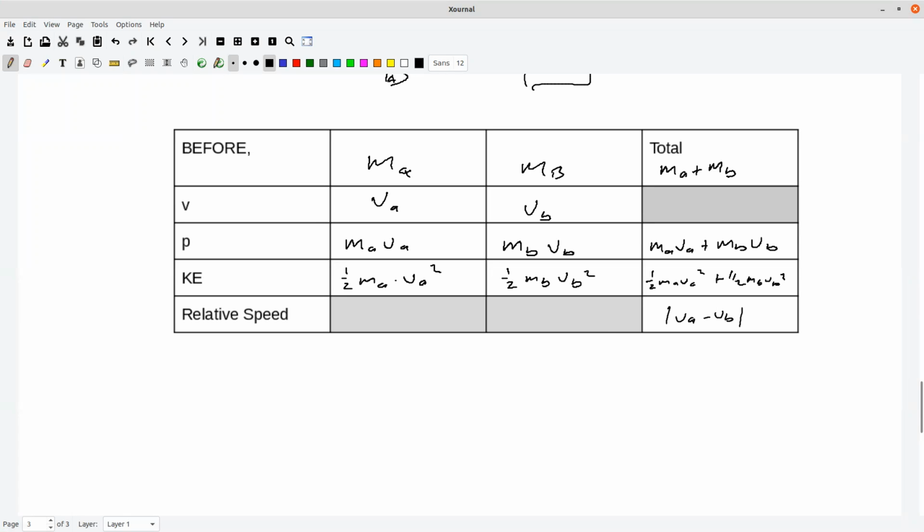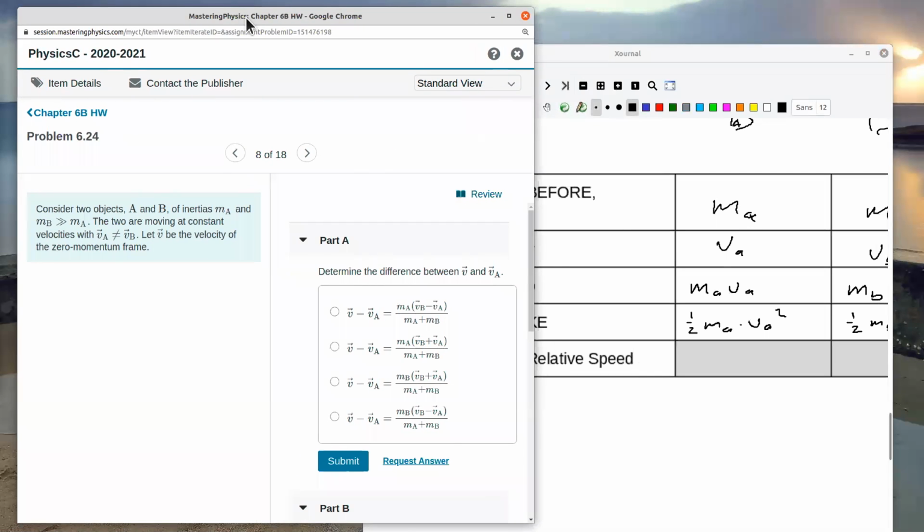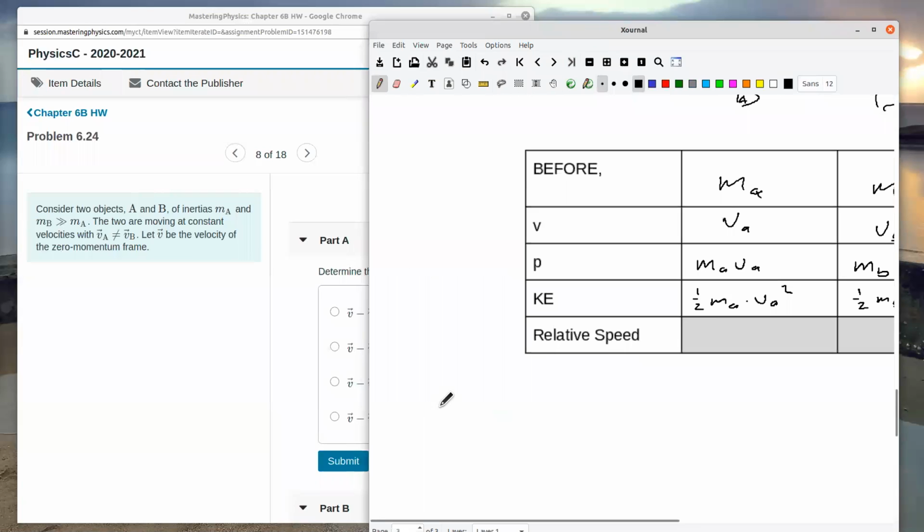Okay, so the question is asking about the zero momentum reference frame. What is the zero momentum reference frame? That is the reference frame in which the center of mass isn't moving. So the velocity of that reference frame is the same as the velocity of the center of mass. So what they're asking for here, this symbol that they're representing with V, is the velocity of the center of mass.